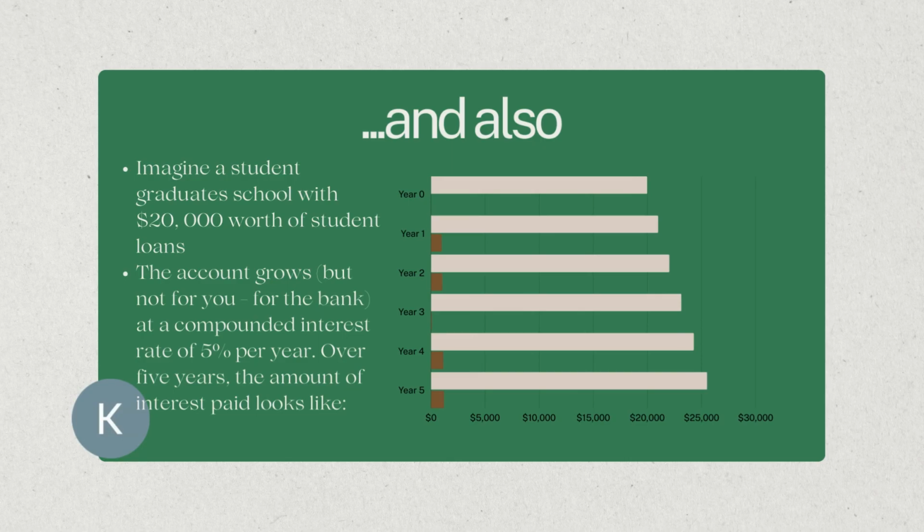Okay, so for the opposite, imagine a student graduates school with $20,000 worth of student loans. But for this example, we're assuming that the student has put their loan repayment on pause and isn't currently making any payments. So the loan is just sitting there and the account is growing, but not for the student, for the bank, at a compounded interest rate of 5% per year. So over 5 years, at the end, the student would have paid $5,000 more in interest. So at the end of that, that's $25,000 instead of $20,000.